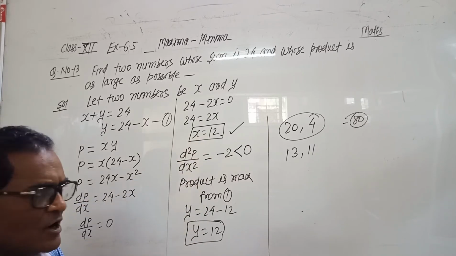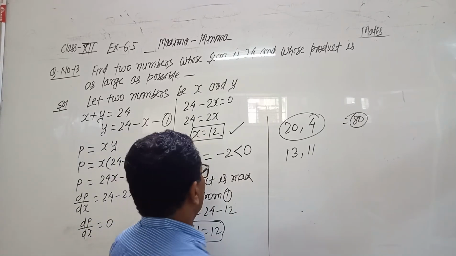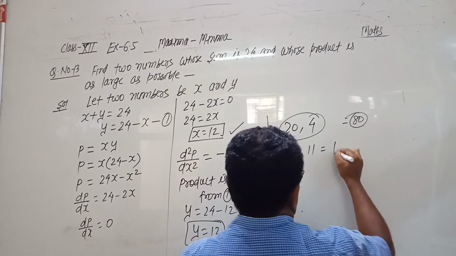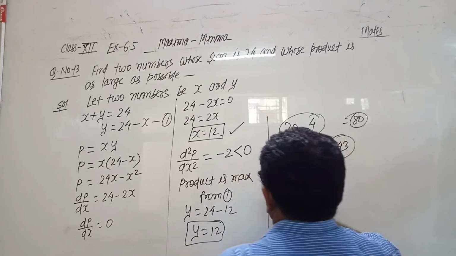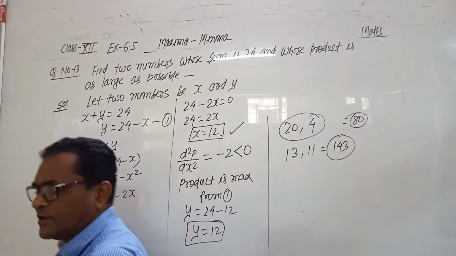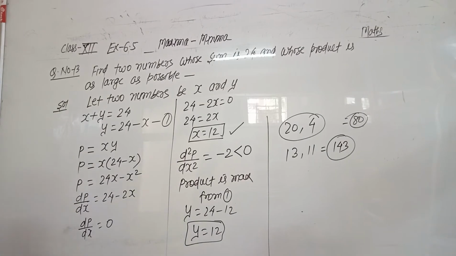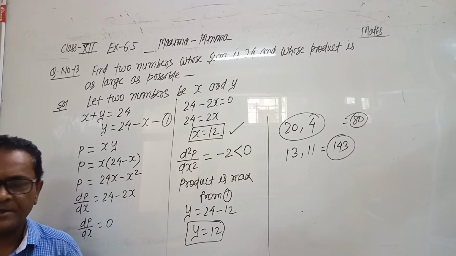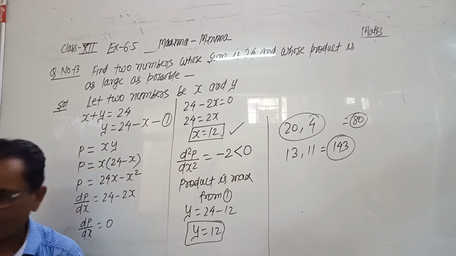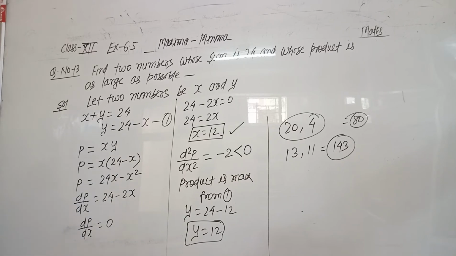Their sum is also 24, but their product is not maximum. Their product is 143, while 12 times 12 is 144. So 143 is less than 144. So these are the two numbers, x equals 12 and y equals 12, whose sum is 24 and whose product is maximum.